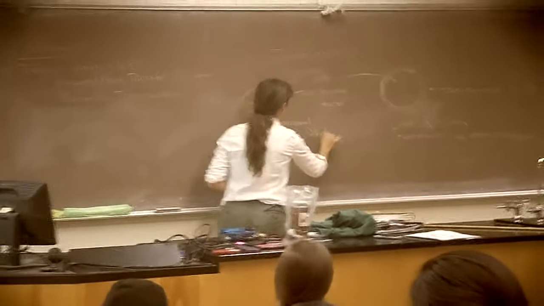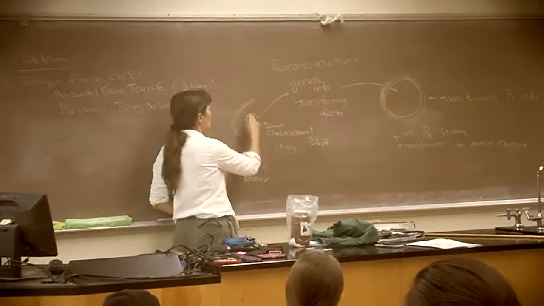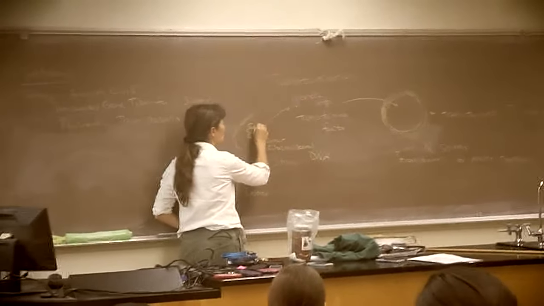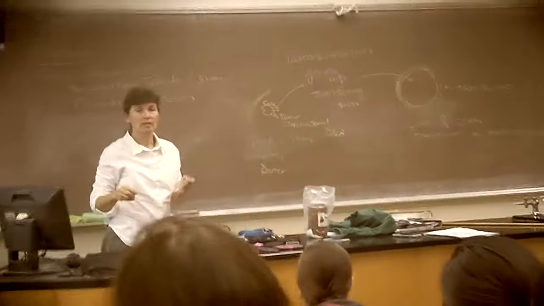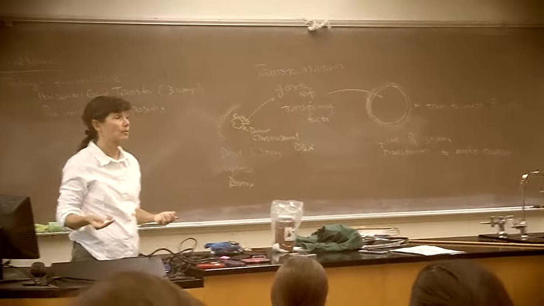What we want to be aware of is that the donor, the dead S, the donor chromosomal DNA had genes for capsule. So I'll just put a little capsule here. So the donor chromosomal DNA had the genes for enzymes to make the capsule, right?